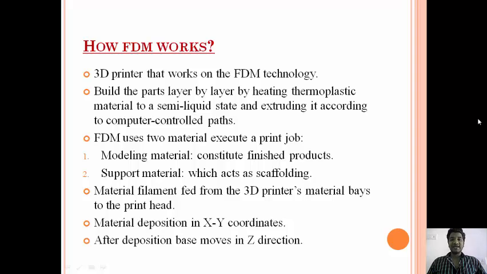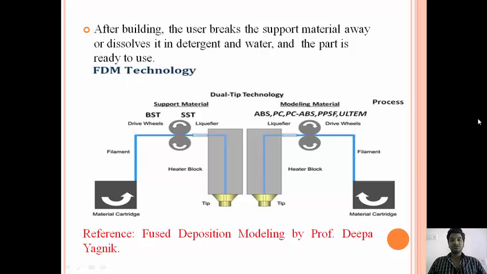Mainly the material deposition is in the XY direction, and after deposition the base moves in the Z direction in order to complete the next layer. After building, the user breaks the support material away and dissolves it in detergent or water, and the part is ready to use. As I said, after creating the model, it is either dissolved into the detergents or chipped away with the help of a chisel in order to get the model part which can be readily used.